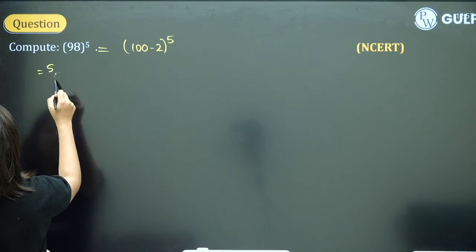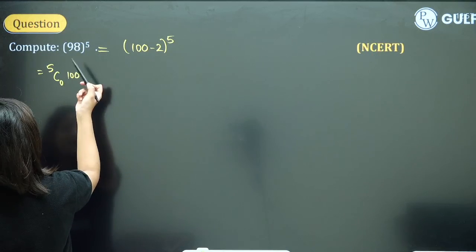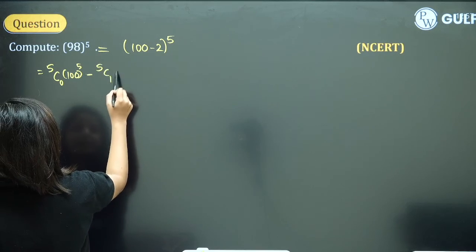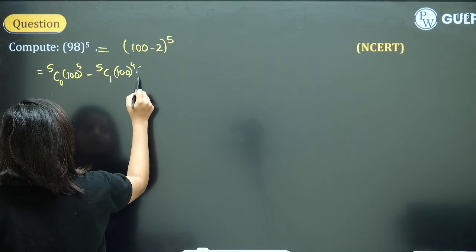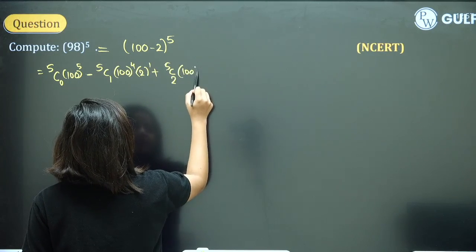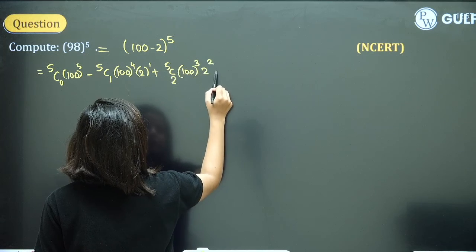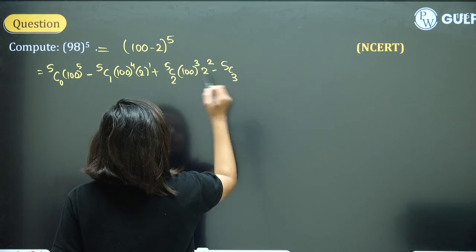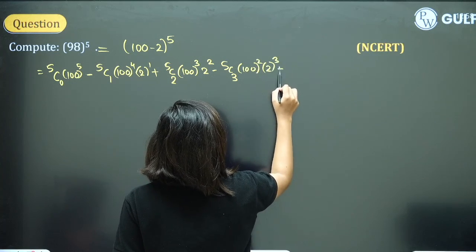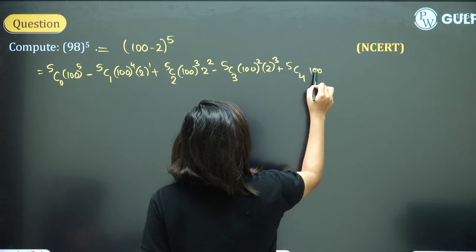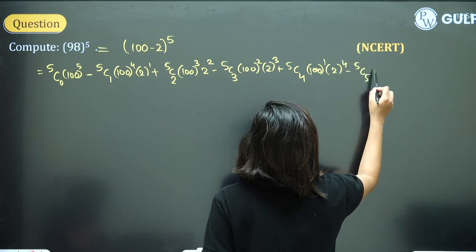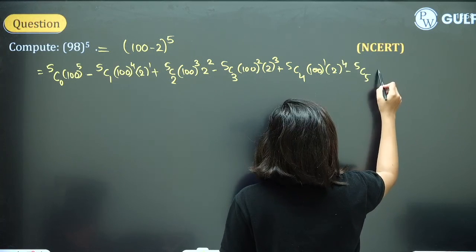So start. 5c0, first term raised to 5 minus 0 is 5 and second term raised to 0, then minus 5c1, first term raised to 5 minus 1, 4, second term raised to 1, plus 5c2, first term raised to 5 minus 2, 3 and second term raised to 2, minus 5c3. Can you see alternate plus minus? That's what you have to do. 5c4, 100 raised to 1 and 2 raised to 4, and finally 5C5, 100 raised to 0 and 2 raised to 5.